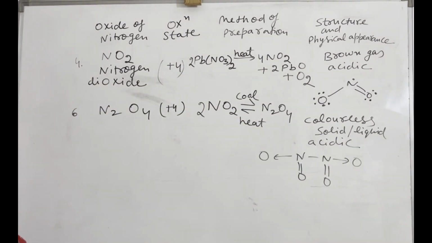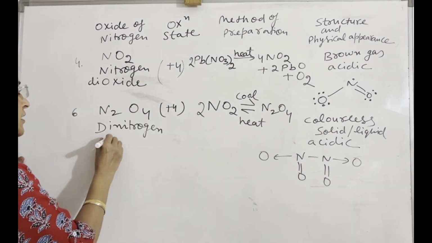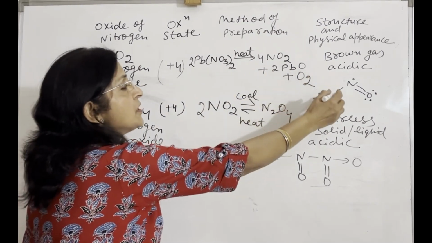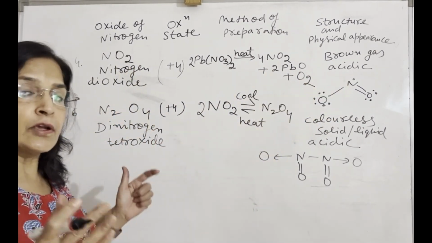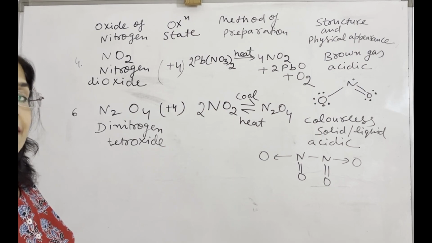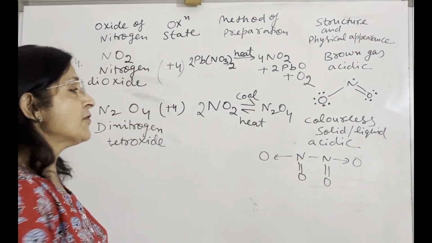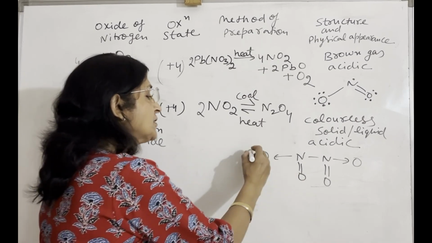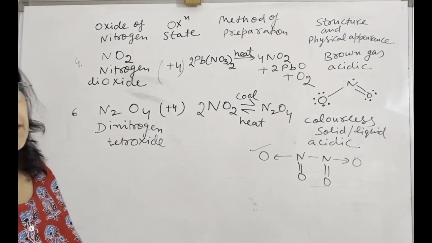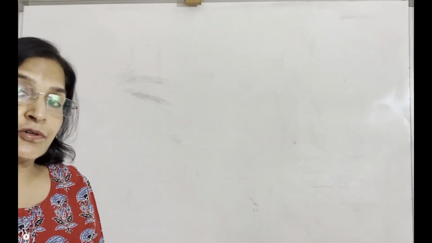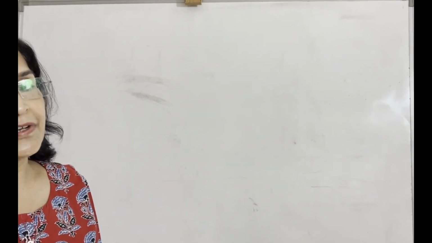And last is the dimer of nitrogen dioxide, and this is called dinitrogen tetroxide. Oxidation state +4. NO2 is brown in color and an odd electron molecule. When we cool nitrogen dioxide, it dimerizes to give dinitrogen tetroxide. It exists as a colorless solid or liquid, and it is acidic in nature, and this is the structure of dinitrogen tetroxide. Children, you will draw the resonating structures of these oxides yourself. Resonating structures you have done in 11th standard.